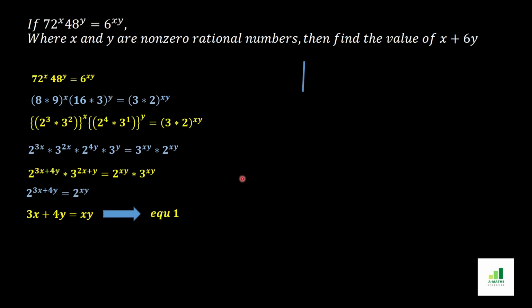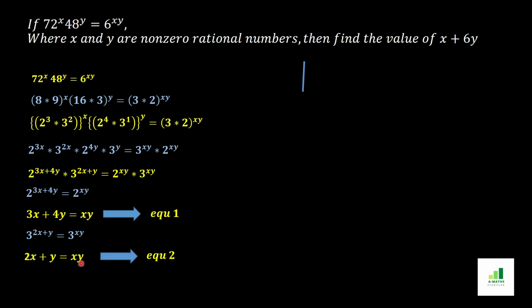Now we can see that 3 to the power 2x plus y equals 3 to the power xy, and both bases are same. So here we apply again this basic rule of algebra: if the bases are equal, then their powers will also be equal. After comparing both values, we get 2x plus y equals xy, and I am representing this as equation number 2.